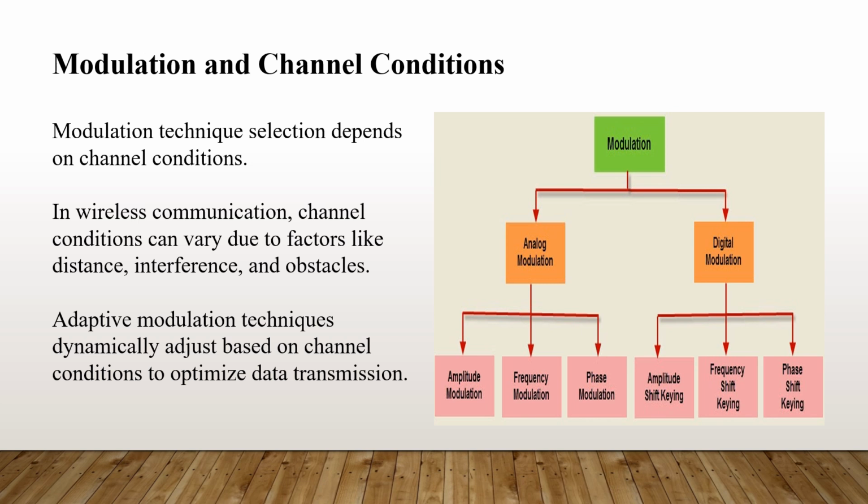Modulation technique selection depends on the channel conditions. In wireless communication, channel conditions can vary due to factors like distance, interference and obstacles. Adaptive modulation techniques dynamically adjust based on channel conditions to optimize data transmission.